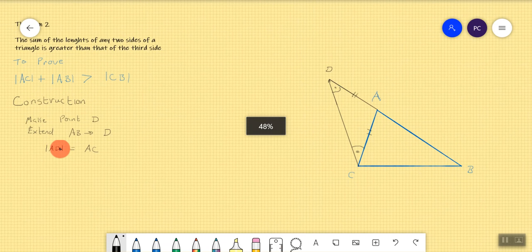So what are some of the things that we can prove by looking at this? For our proof, we can say that the angle ADC is equal to the angle ACD.